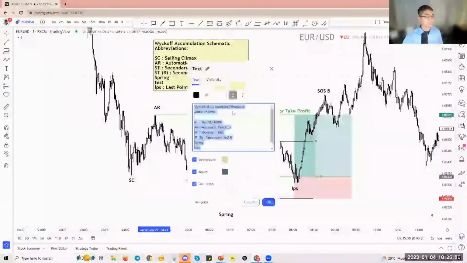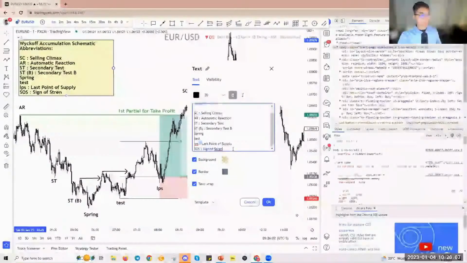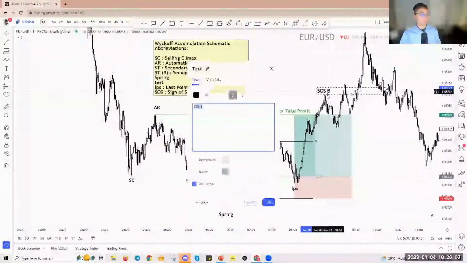So let me just type it down. Please don't screenshot first. I will just screenshot this and I send it to the chat. SOSB. Okay, it means sign of strength. Sign of strength for price to continue moving upwards. So sign of strength.